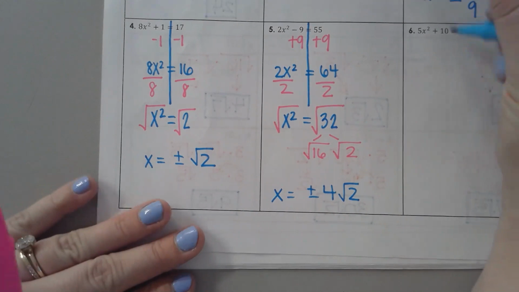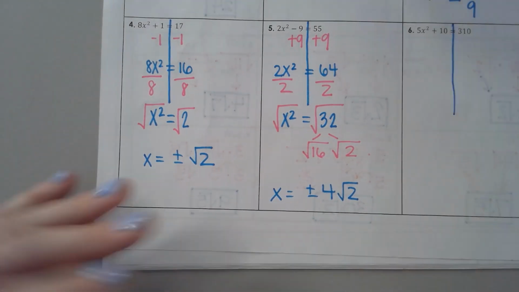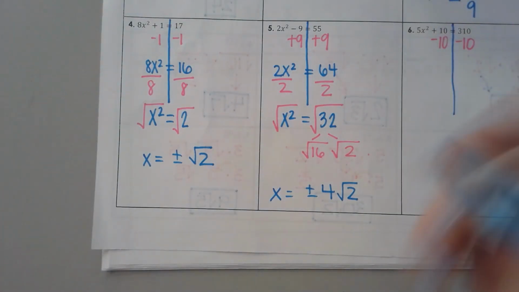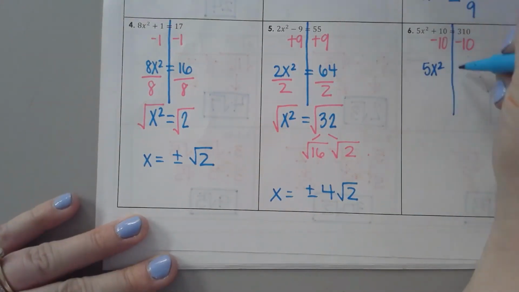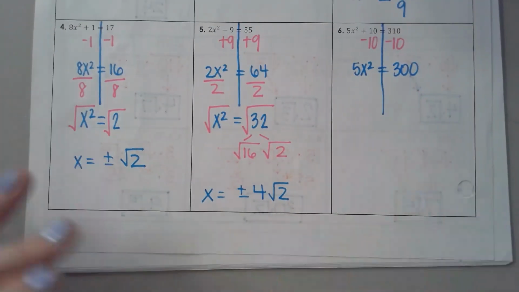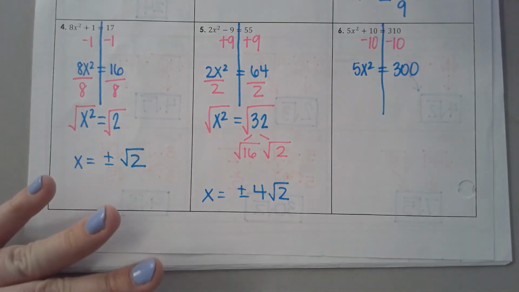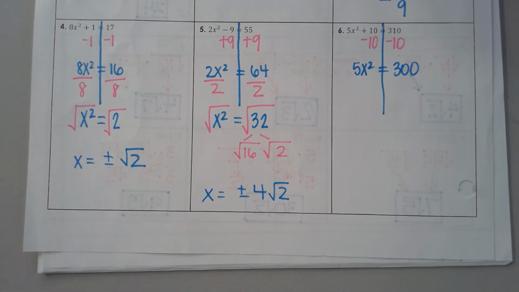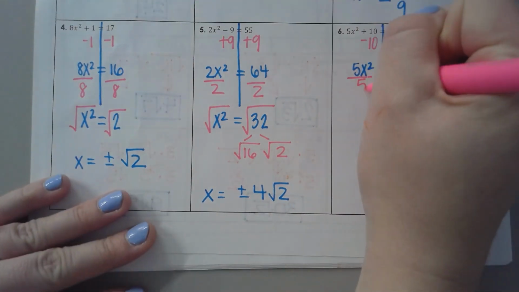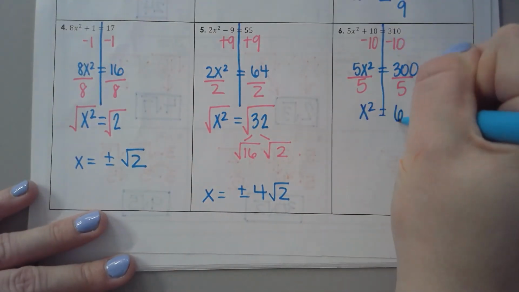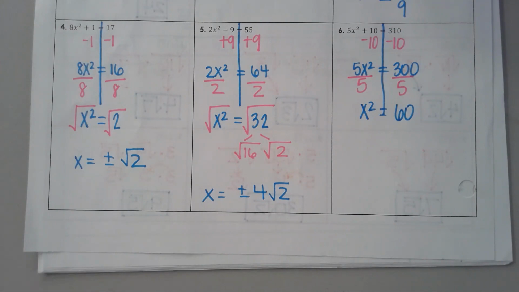Last one. Subtract 10 from both sides. And we get 5x squared equals 300. Then what? Divide by 5. Get 60. Then what? Square root.